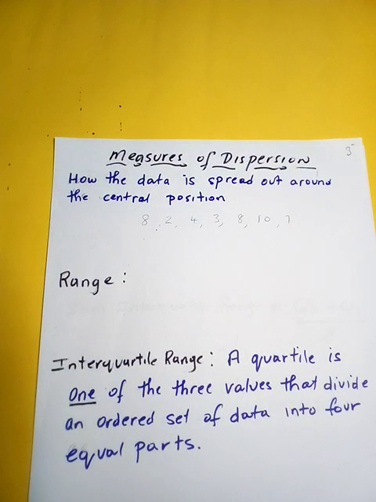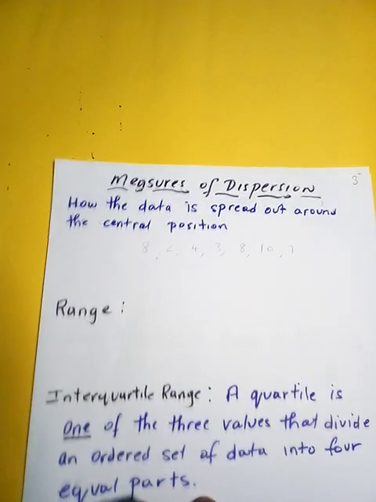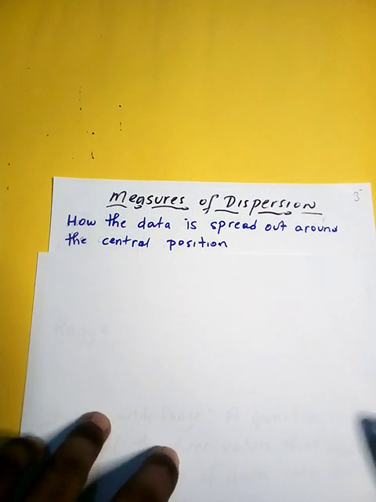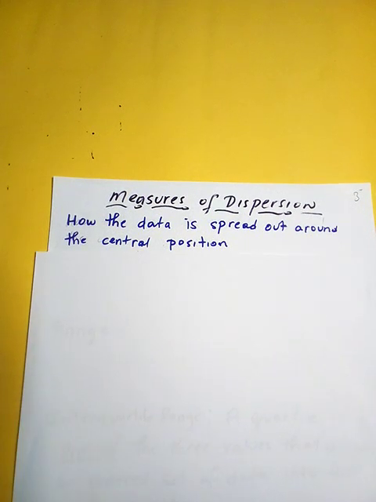Okay, another thing that we might want to find out about our data is the measure of dispersion. Measures of dispersion. After I find our central number, the number that's in the middle, we might want to find out how the data set spreads out around that mean or that average. Measures of dispersion tell us how the data is spread out around the mean, mode, or the median. Okay, so using the same data set.